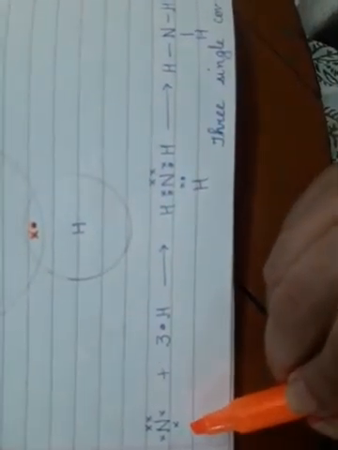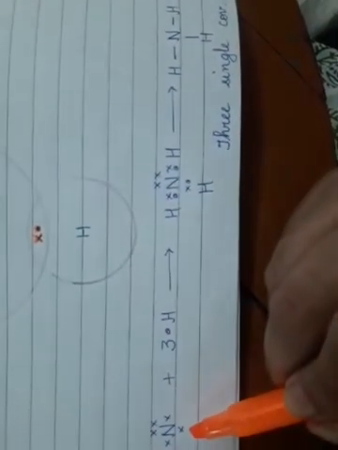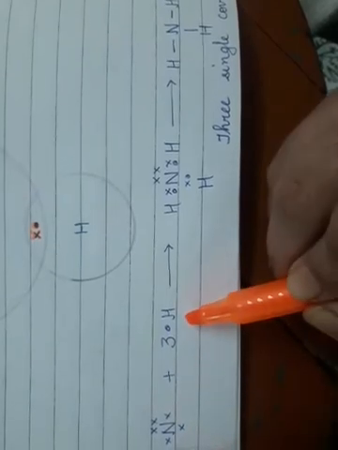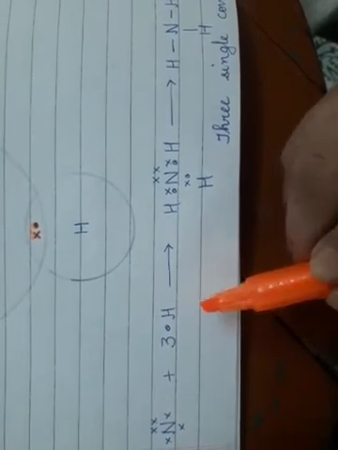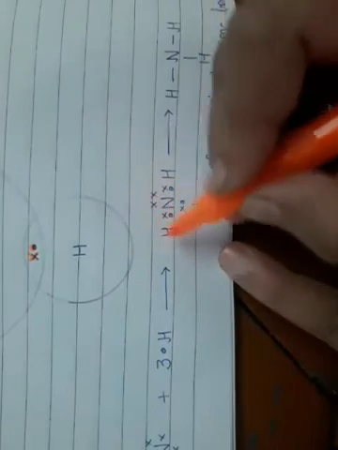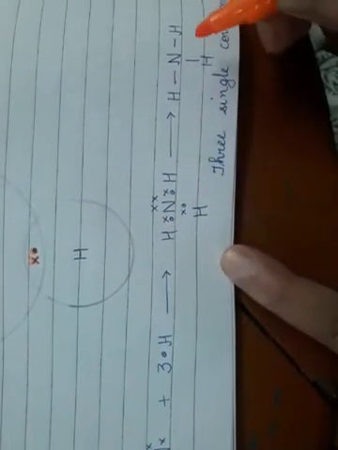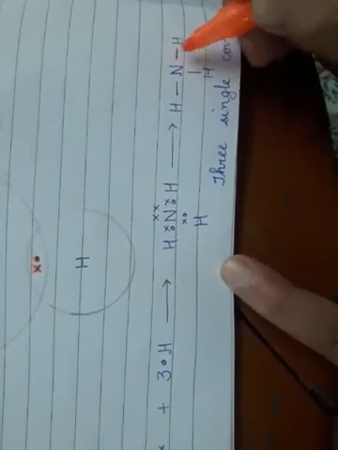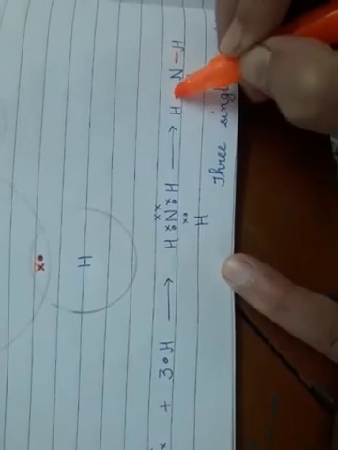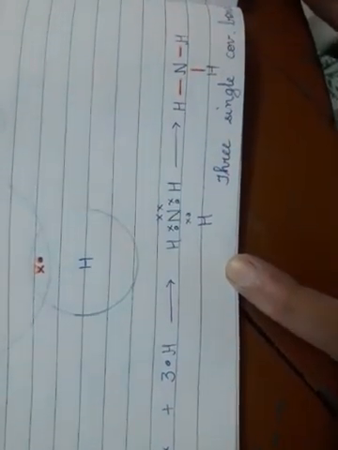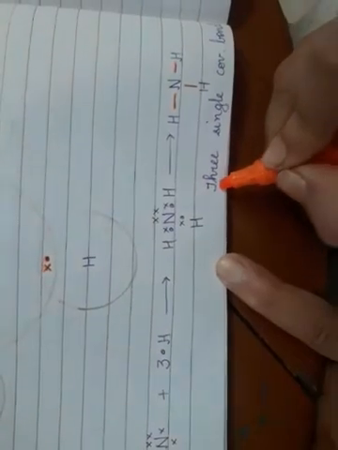The dot cross structure: nitrogen with 3 atoms of hydrogen, sharing of electrons being shown here, and you have 3 single covalent bonds.